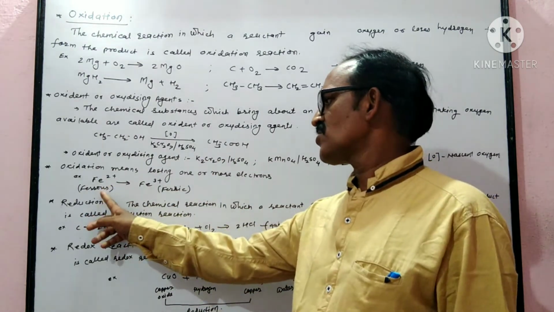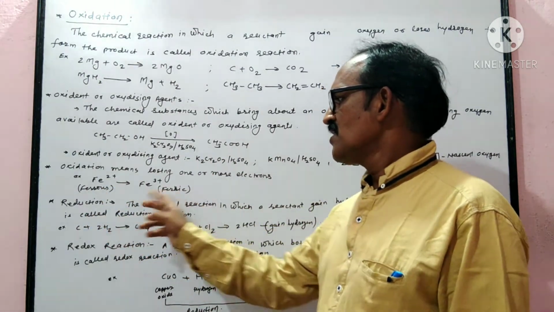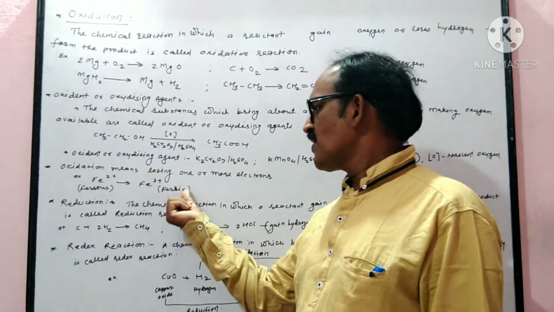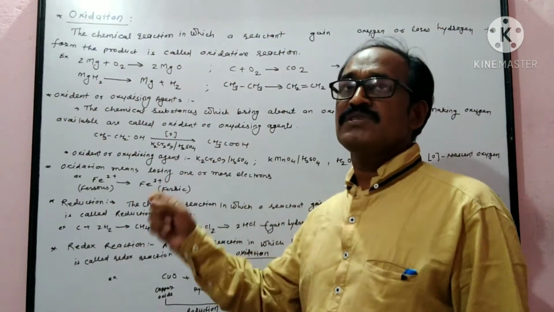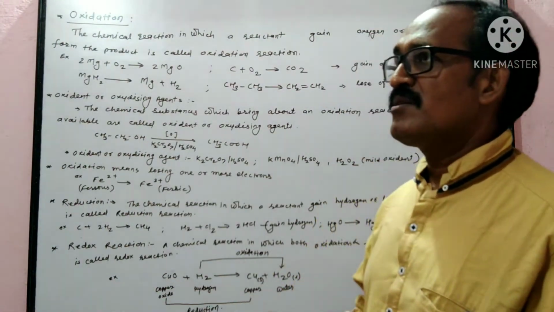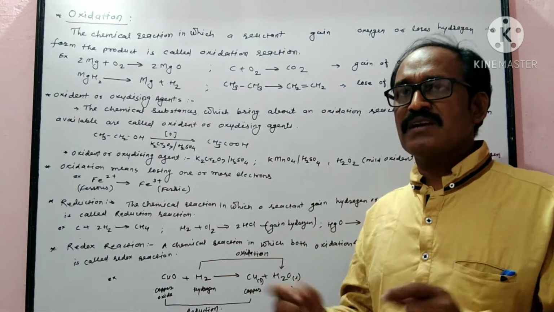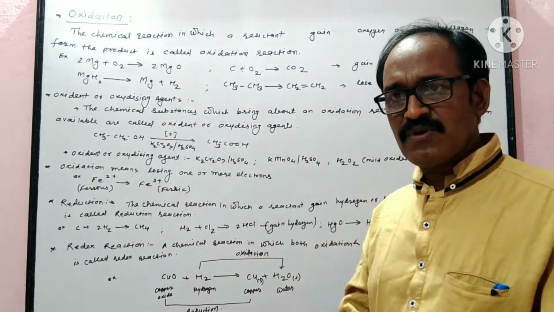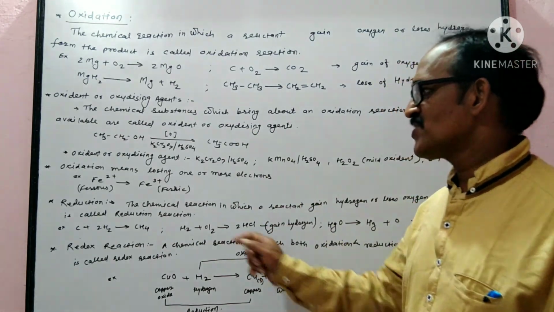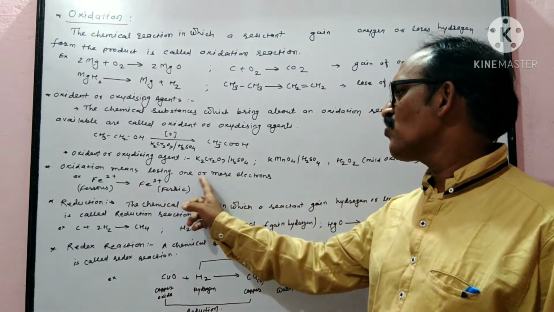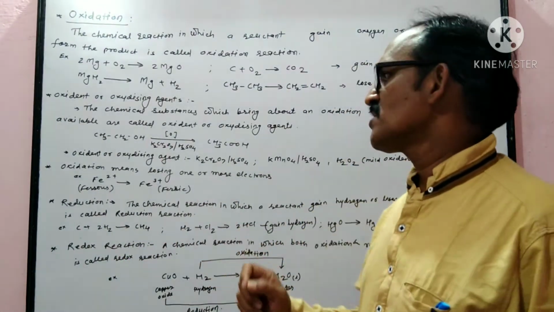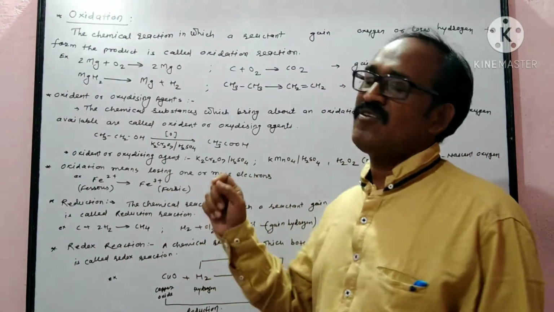This is the ferrous ion and this is the ferric ion. When the ferrous ion loses one electron to become the ferric ion, what happens? It means electrons are lost. When the reactant loses electrons, it is also called oxidation. Oxidation means losing one or more electrons.